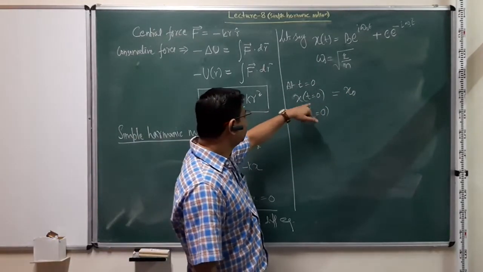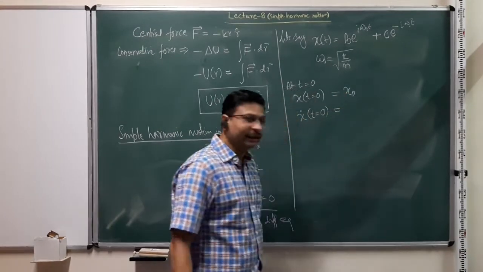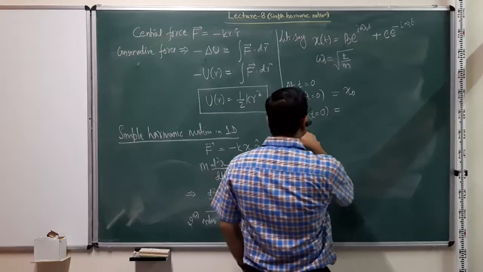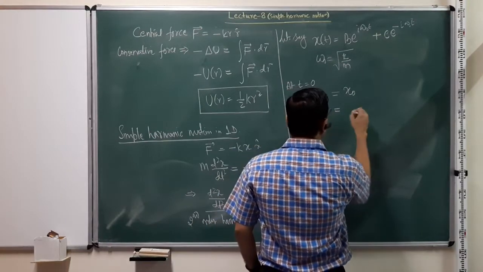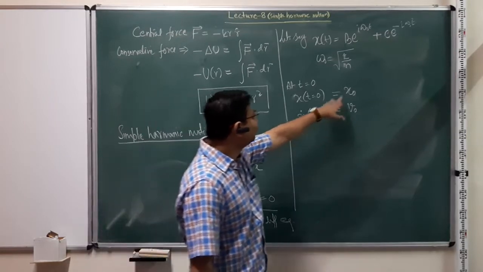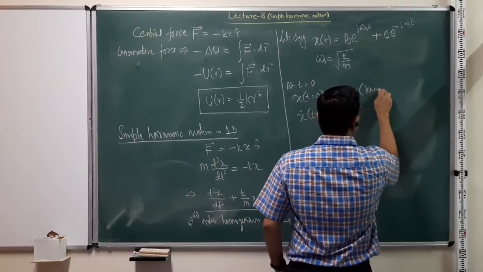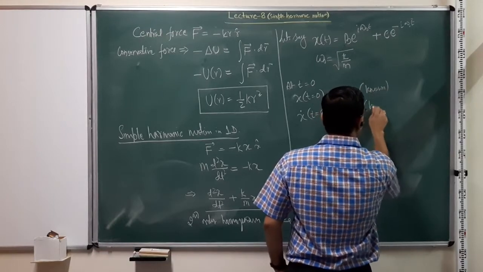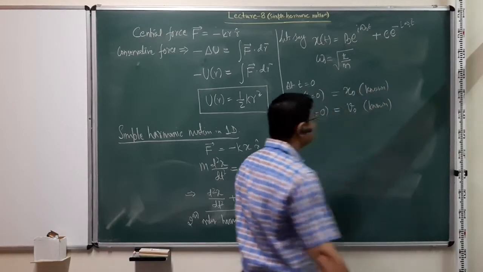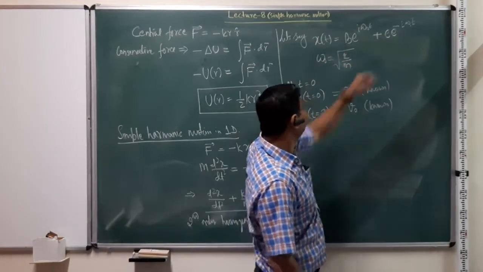So let us say at t equal to 0, it is at some location x0, and at t equal to 0, the velocity, or x dot, is v0. Okay, so this is the case. Now we can put these values. What we are saying is that this is a known quantity, and this is a known quantity. So now we can put this back here and solve for b and c.